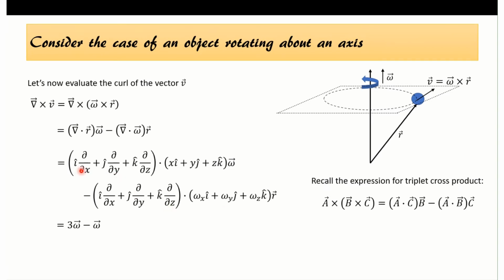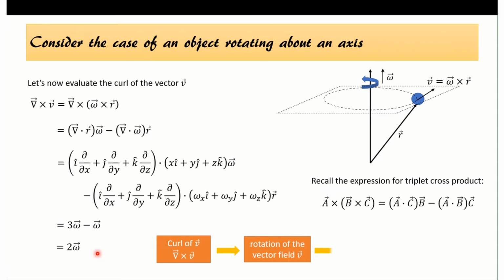Basically, you'll have to show that this first term is equal to 3 omega, and the second term is going to be equal to omega. So then the curl of the vector v, when this v now represents the velocity of the particle, is going to be equal to 2 omega.